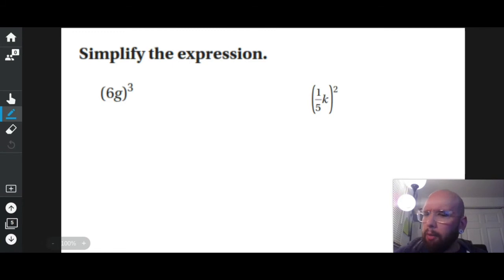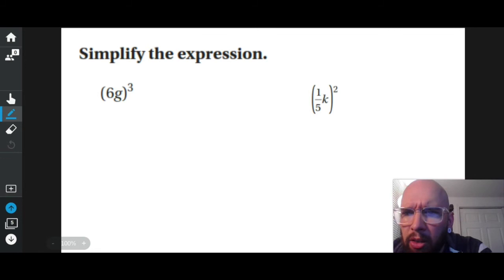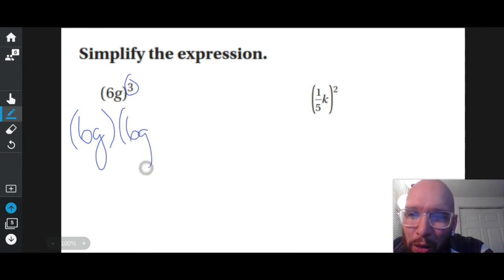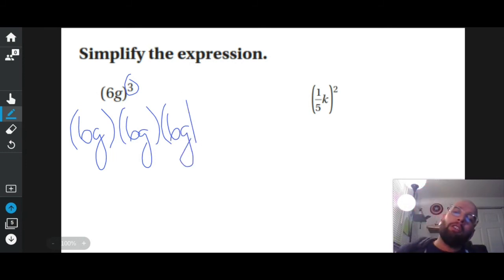This is different. Usually I'm just given one thing, but let's see if we can figure this out. Simplify the expression means we actually have to do the math. Great. So what this is, I have 3 bags, and in each bag I have $6 and a giraffe. So I have 6 times G, 6 times G, 6 times G.